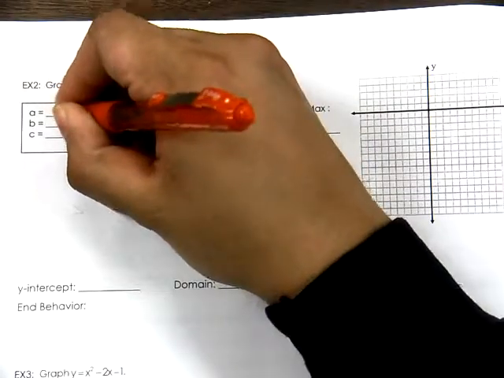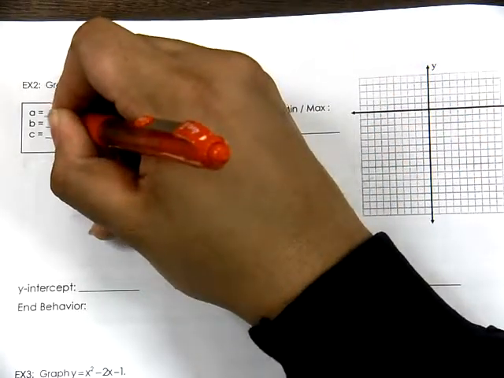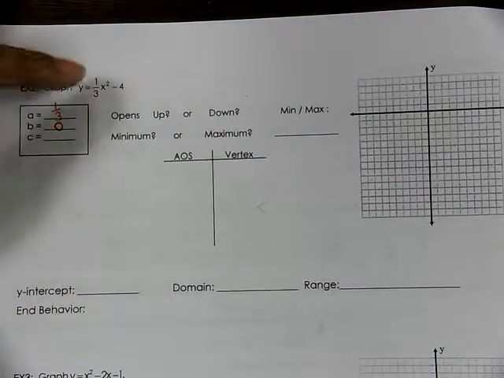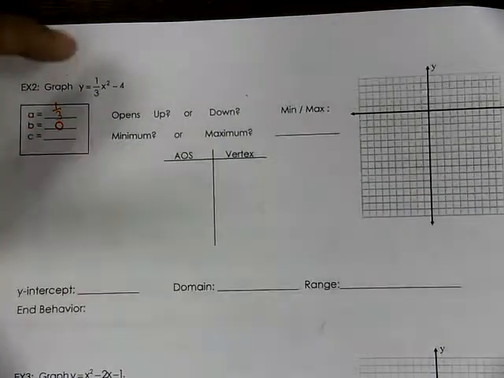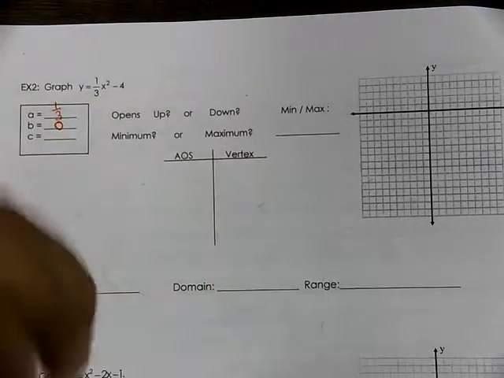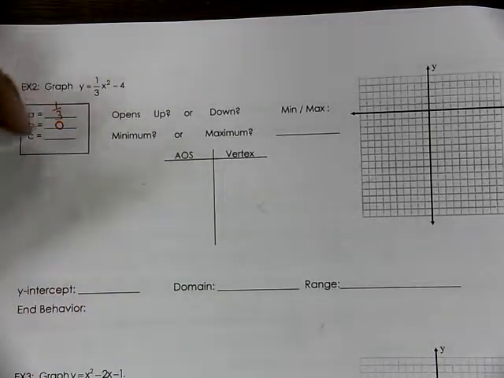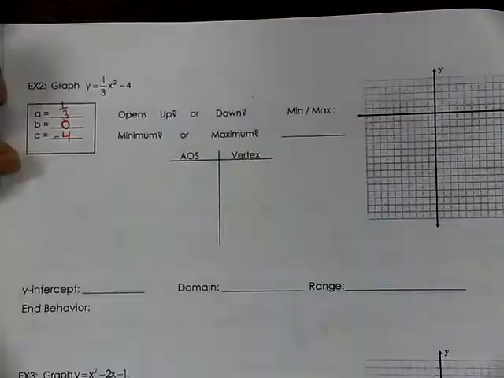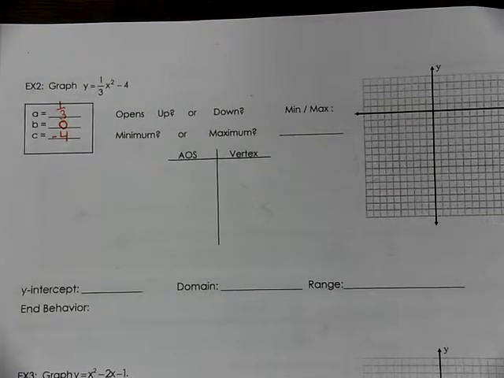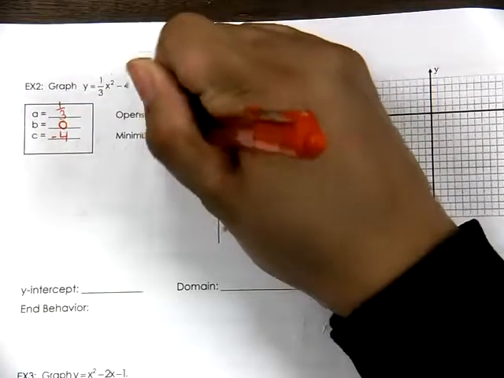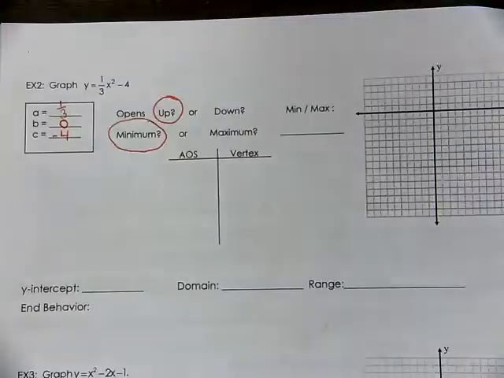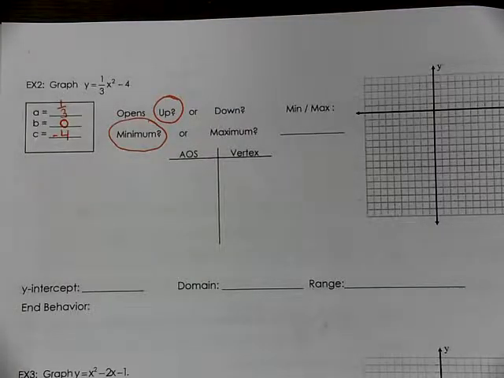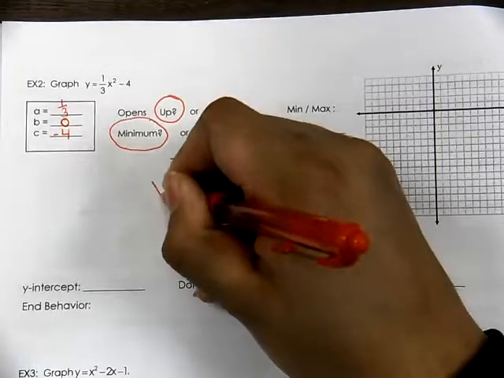When I start to do this, I can still fill in my a, b, and c, a is 1/3, but then b is 0, because there is no middle term there. It's not c is 0, because the x is always the one that has the middle term with it, and there's no x here, no middle term. c is -4, right? So if I was to try to figure some of these details out, I would say, okay, it opens up because it's a positive a value. It's got to have a minimum, and then I would go to do my AOS.